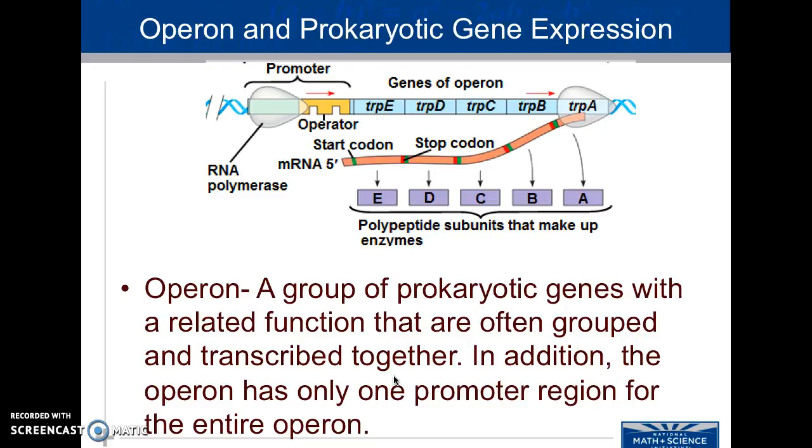So when we look at a gene or a section of DNA, we have our operon. It's a group of prokaryotic genes with a related function that are often grouped and transcribed together. The operon has one promoter region, if we remember the TATA box, and it transcribes multiple genes. So if we look, we see the TRP, E, D, C. Those are all specific proteins, and they are often coded together so that they can all work in tandem.